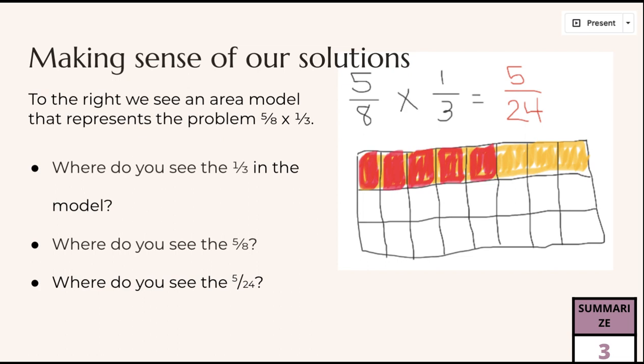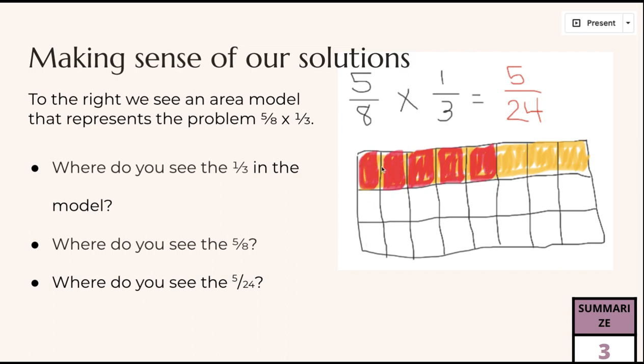5/8 of 1/3 equals 5/24. So where do you see the 1/3 here in this model? Yellow or red? Once again, our first fraction is shown in yellow. If we look, we've got 3 rows that were created and 1 was shaded in yellow. The 5/8 is represented in red, and we can look and we have 1, 2, 3, 4, 5, 6, 7, 8 columns that were created, and 5 of those were shaded.